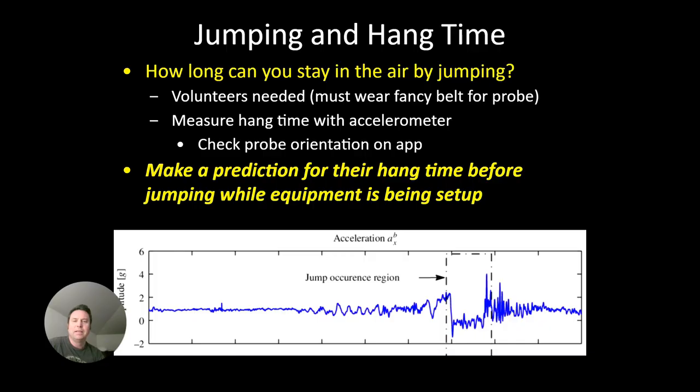Jumping and hang time. This is something you can do with your phone. If your phone has one, you download an accelerometer app, and you can actually put it in your pocket or something.